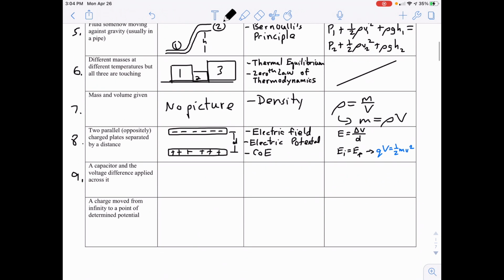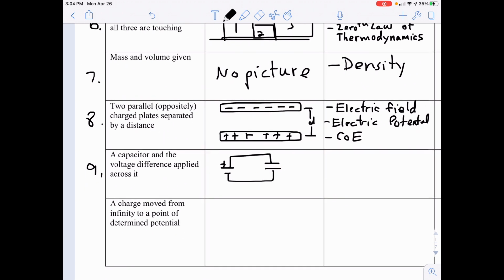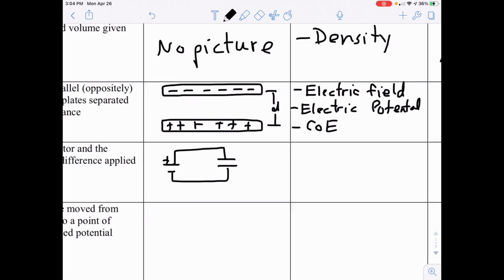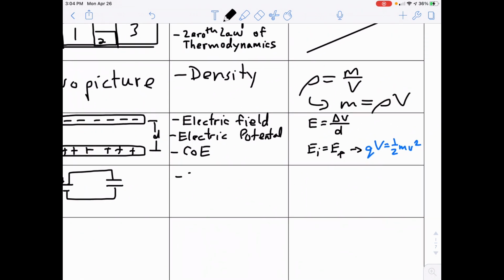Now in number 9, let's say we had a capacitor. Okay, so first we have a battery. Let's say we have a capacitor that's hooked up in a circuit, and it has a voltage difference applied across it. And it's been turned on and storing charge for quite some time now. Well, that is an example of steady state capacitance.